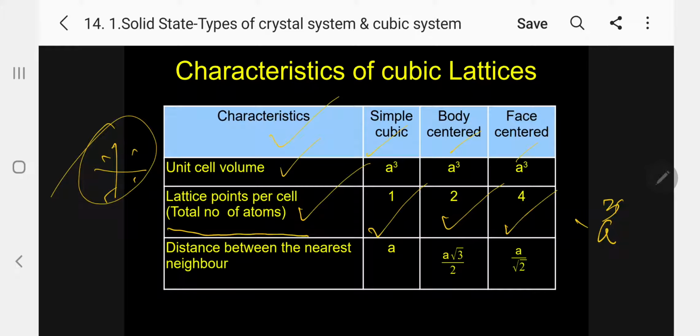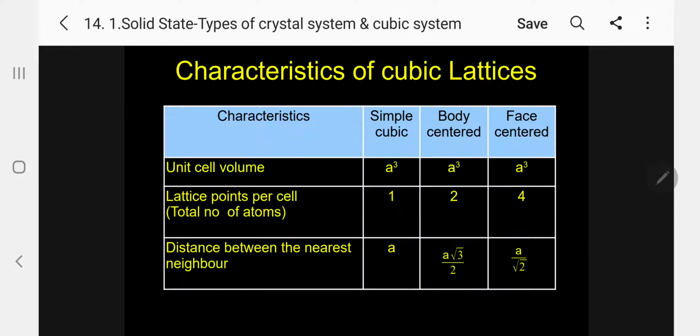Next, kindly follow, the distance between 2 nearest centers. Simple cubic: A. Body centered: A root 3 by 2. Face centered: A by root 2. Please memorize, my dear student, a question can be asked. Simple cubic A, body centered A into root 3 by 2, face centered A by root 2. Problems will also be asked.